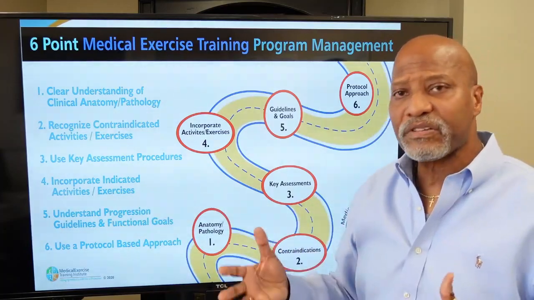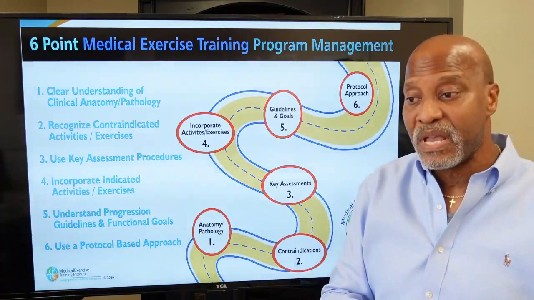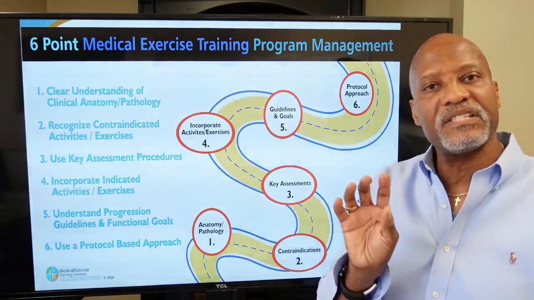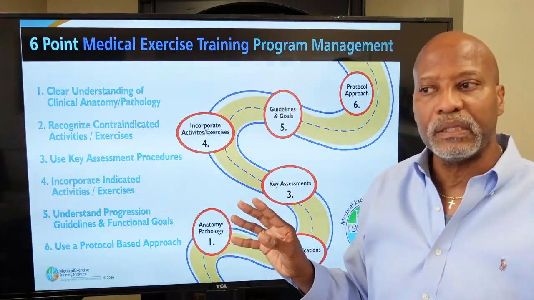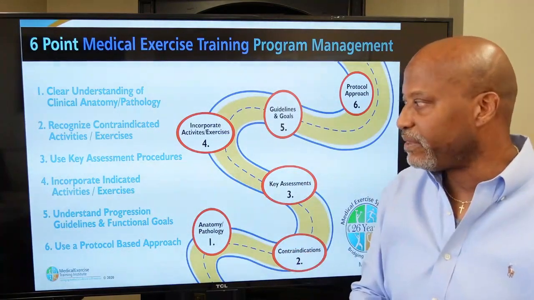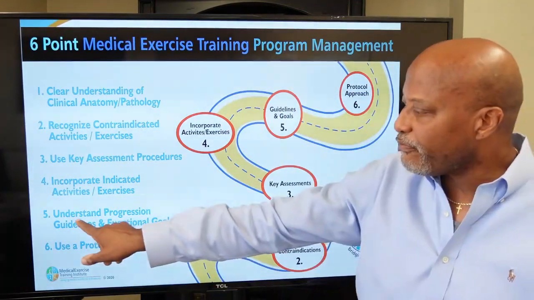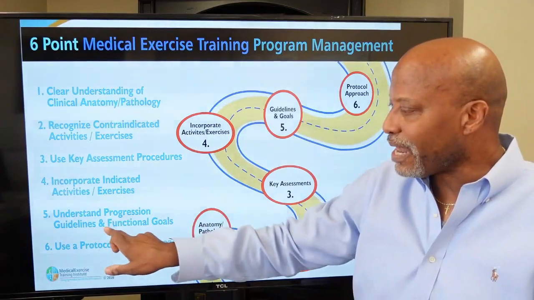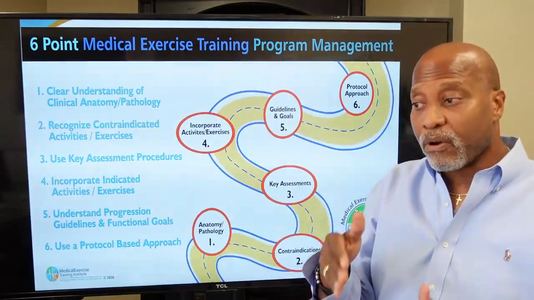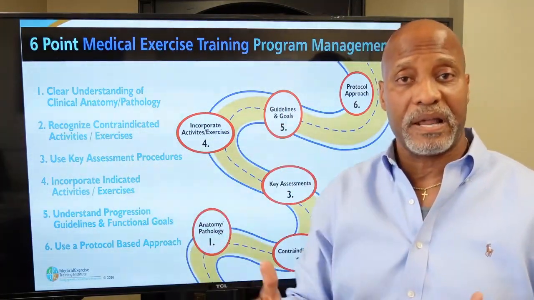The exercises, obviously, we're going to incorporate the indicated exercises into the program. And we want this program to be safe and effective, which means we may phase in certain exercises along the way. In the early stages, we may not do certain exercises, but in the later stages, we may add these exercises. So it's important that we understand number 4. Number 5, understand progression guidelines and functional goals. So if we're doing all of this, where are we going? What are our short-term and long-term goals with this client? What are our guidelines for progressing the client along the way?